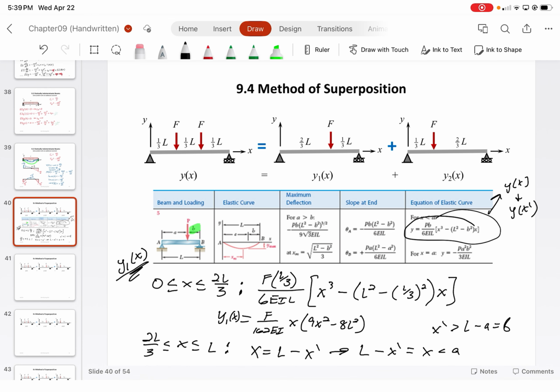What does that say for y1 equals x under f? F over 162 EI. Oh, okay. Yeah, my handwriting is atrocious. I'm sorry about that. It's a little confusing.